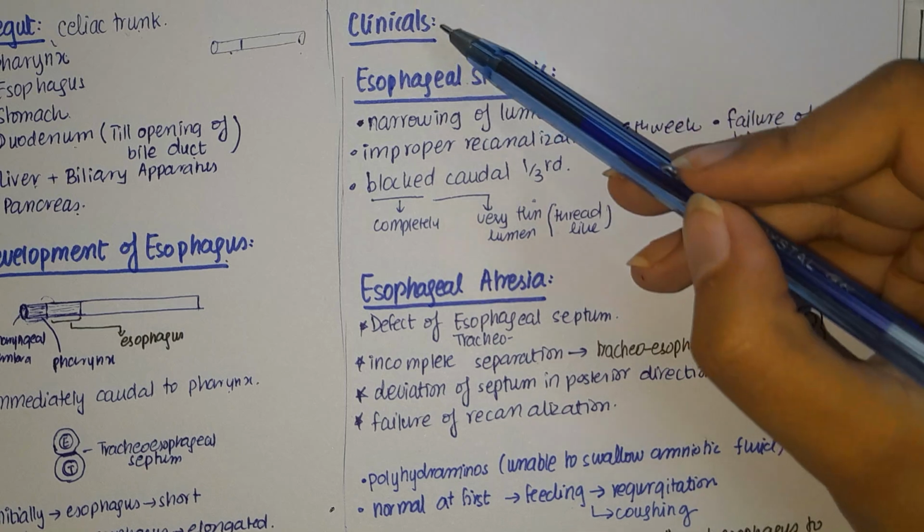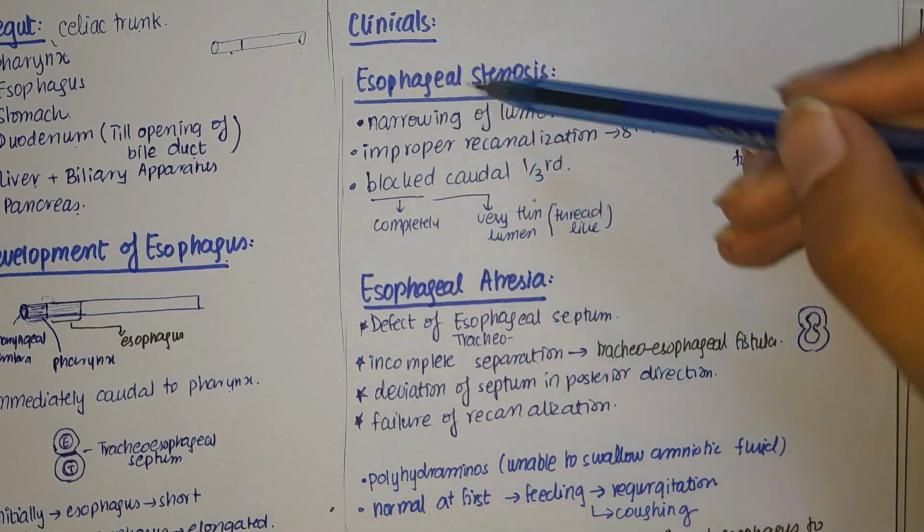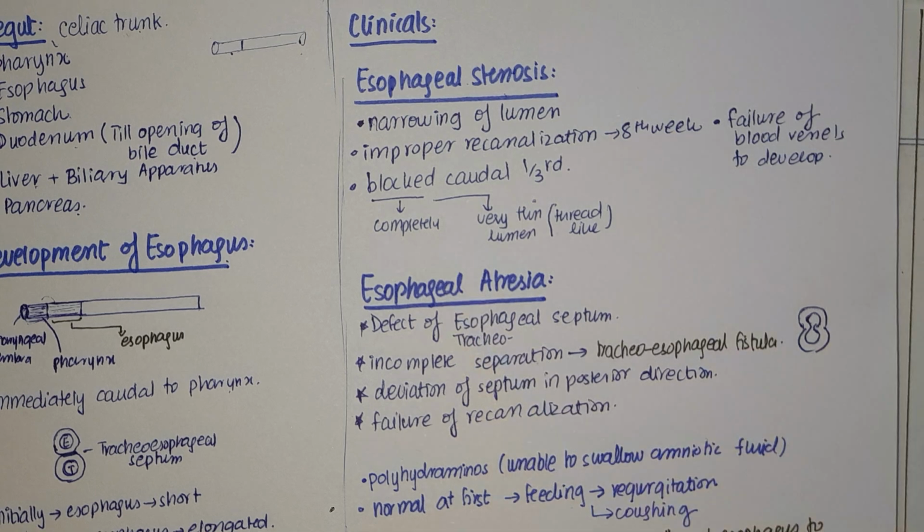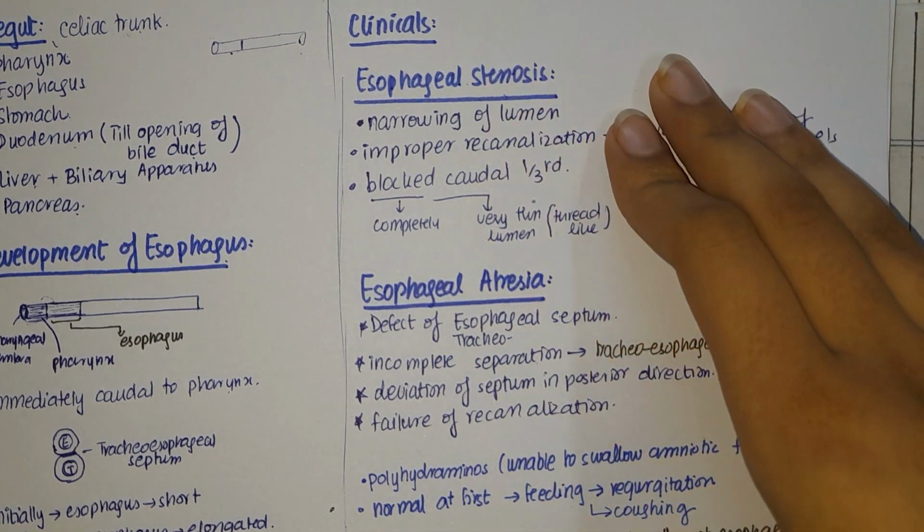Now in the next video we will discuss the clinicals related to esophagus development. One is esophageal stenosis, the other one is esophageal atresia. Stay tuned because I will explain these two in the next video, inshallah.